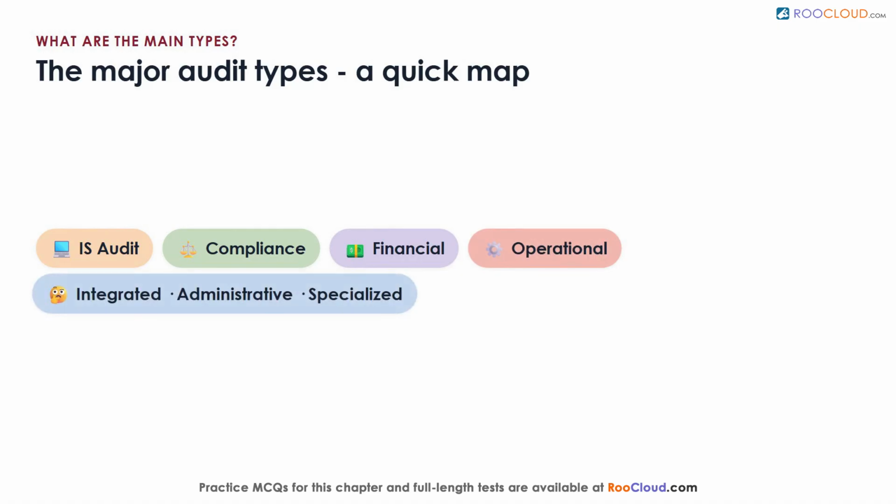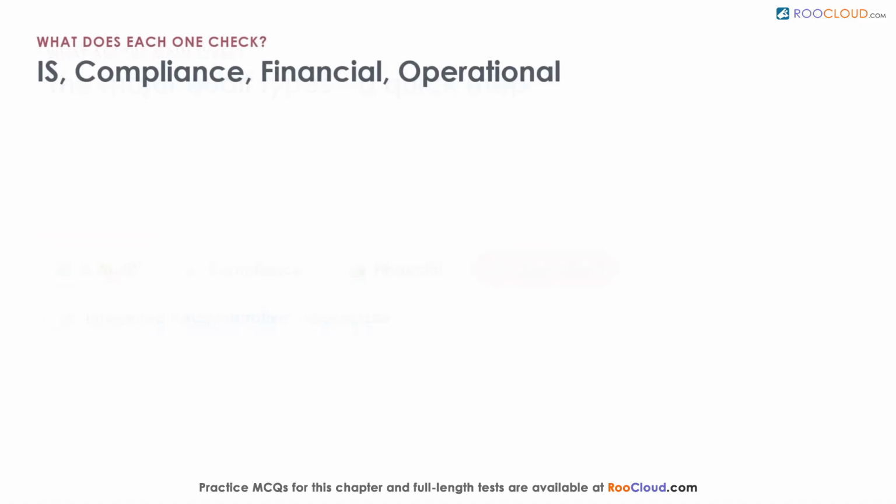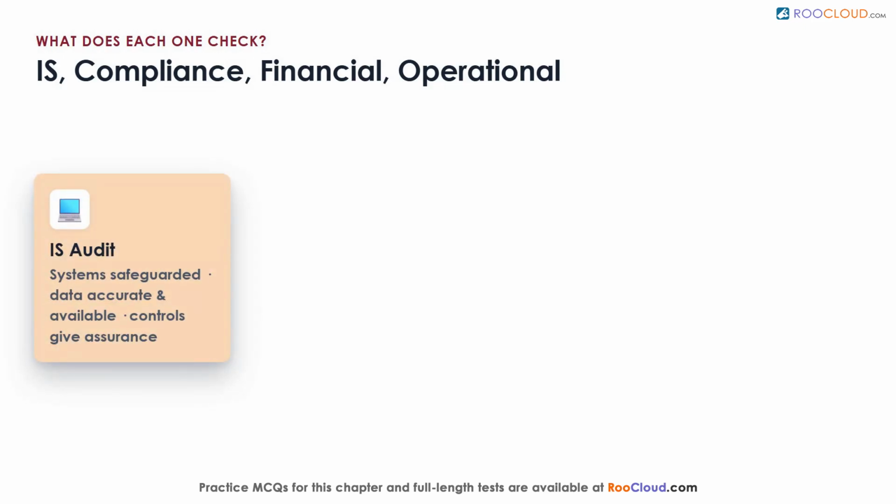Let's walk through the major audit types. What is an information systems audit? It gathers evidence to judge whether systems are safeguarded. It checks that data stays accurate and available. It confirms that controls give reasonable assurance, and that bad events are caught and fixed in time.